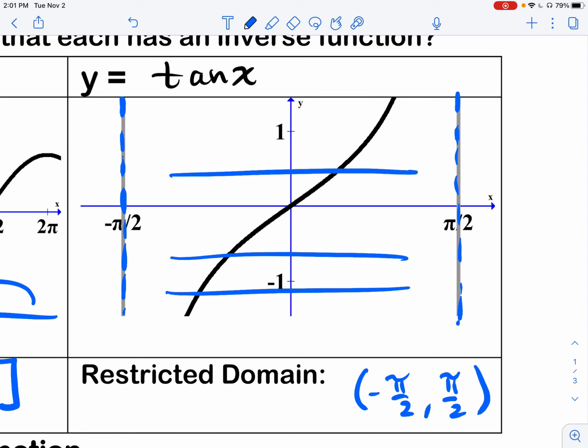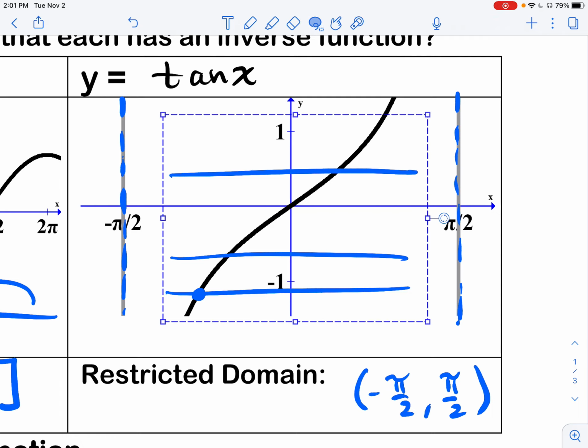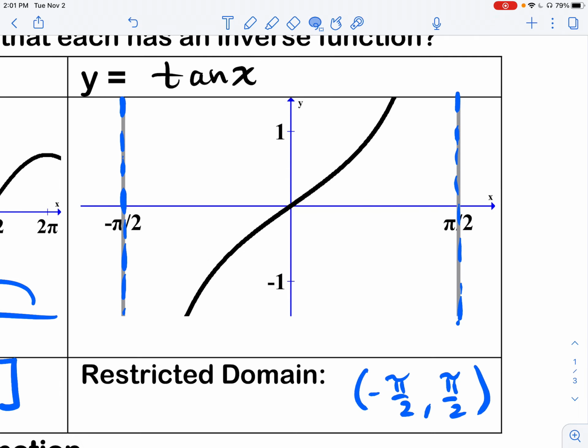We can draw any horizontal line and it's only going to intersect at one such point. So tangent of x, we would restrict the domain from negative pi over 2 to pi over 2. Notice, however, that I am putting parentheses here. That is because negative pi over 2 and pi over 2 are places where tangent is undefined. So I would not want to include those as part of my restricted domain. It would be undefined at those values.